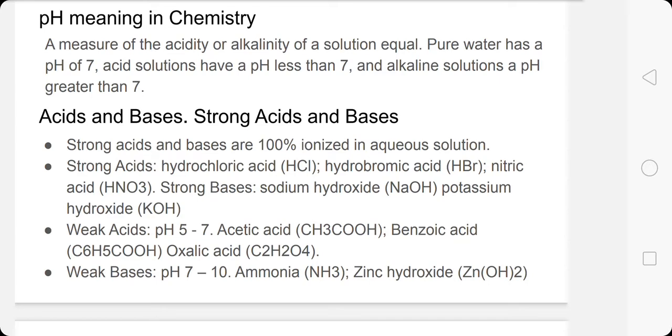Just some examples. Strong acids and bases are 100% ionized in an aqueous solution. Strong acids like hydrochloric acid, hydrobromic acid, nitric acid have very low pH, so below 5, mostly below 5. And weak acids have pH in the range of 5 to 7, with examples like acetic acid, benzoic acid, ascorbic acid and oxalic acid. Weak bases also have pH limited by the range from 7 to 10. Good examples are ammonia and zinc hydroxide.